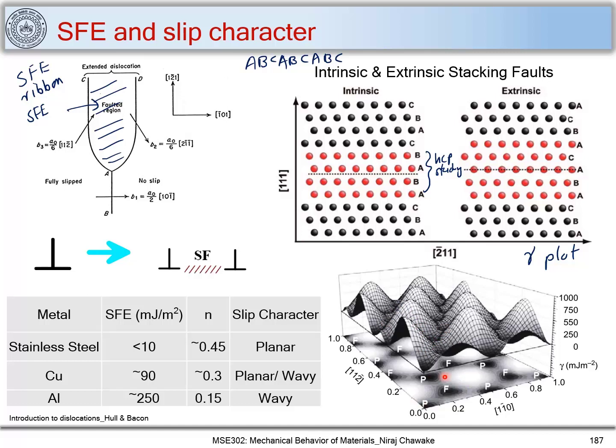Here you can see that there are two points which have been marked, that is P and F. P is nothing but a perfect lattice position and F is nothing but a faulted region. If I move from this point to this point, there will not be any formation of any fault when I move from P to P, but when I move from P to F, it will create a fault region. So based on this gamma plot, the stacking fault energy will be calculated or evaluated. With this, I will stop here.